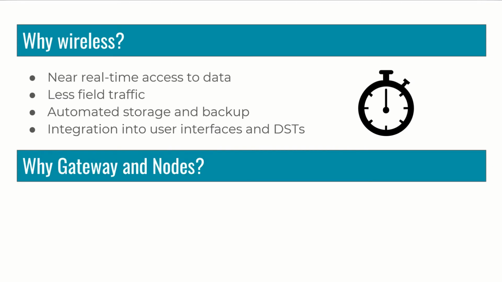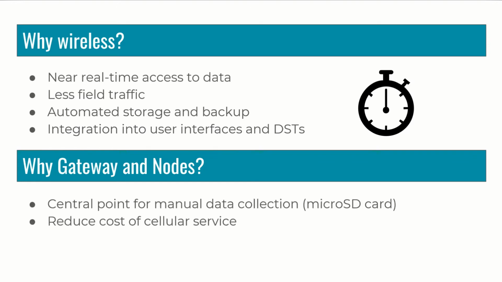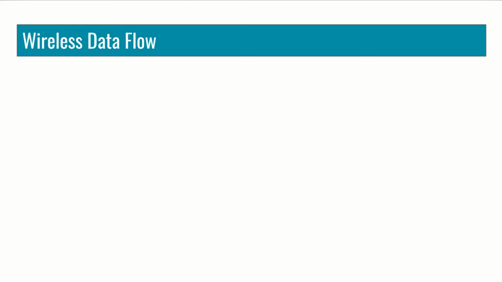Why a gateway and node radio network structure? The gateway serves as a central data collection point. Data from multiple nodes are sent to the gateway located on the edge of the field. In cases where cellular service is limited, this facilitates manual retrieval of data. This structure also helps reduce overall costs since only one cellular subscription is required per gateway instead of per node. Less cost means we can outfit more sites and collect more data.